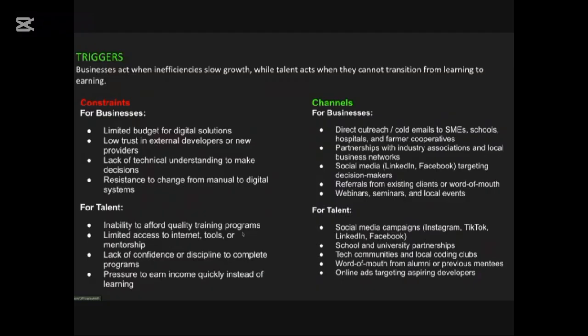For talent: inability to afford quality training programs, limited access to internet or tools or mentorship, lack of confidence or discipline to complete programs, pressure to earn quickly instead of learning. And because we know this is a serious problem in tech, most of us, we passed through this system. So we were able to eliminate this constraint. We looked beyond it and we addressed it. We put them in our plan when we were doing our career journey. Some of us, it took 2 years before we kicked off. Some of us, 5 years. Some of us, 1 year. So it is all just knowing that, yes, these things will pay off.